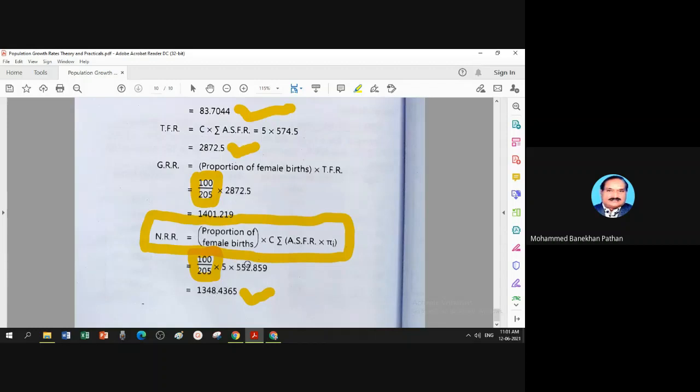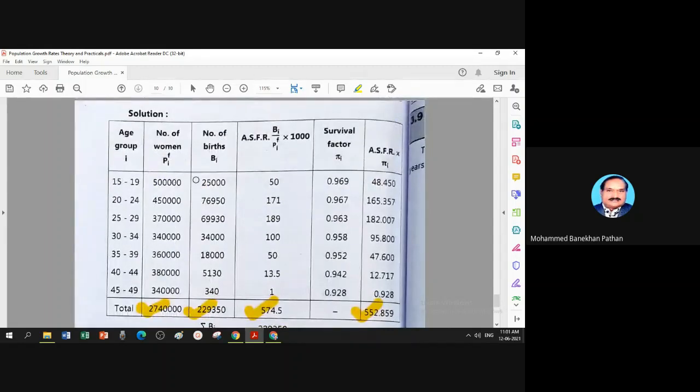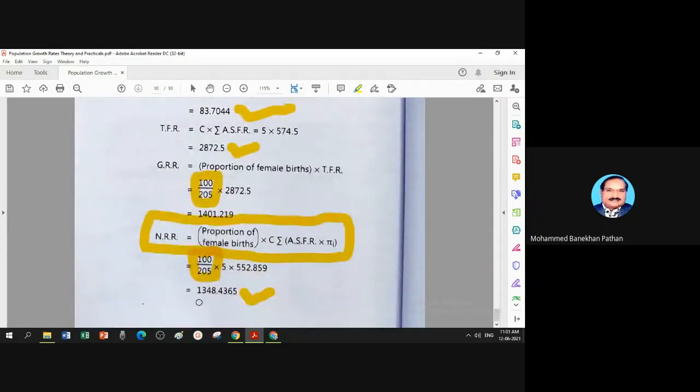So example 3 data says NRR per woman greater than 1. So population has an increasing trend. So population growth will be increased if the data is in this way. In example 1 and example 2, population has a decline trend, but in the third example, population has an incline trend. That is the interpretation. That is the end of your GRR practical, NRR practical.